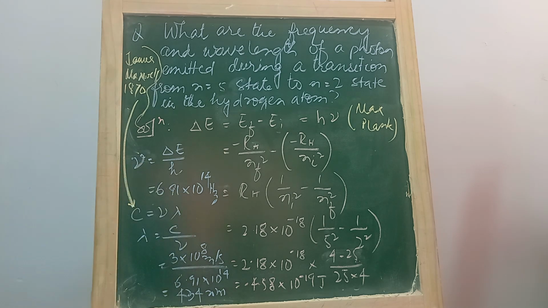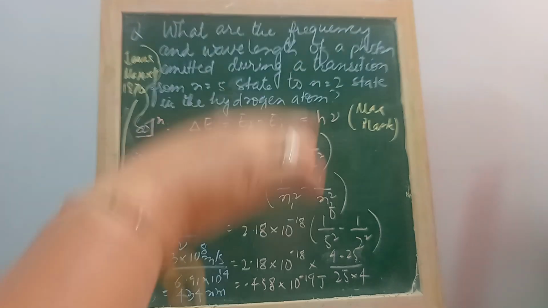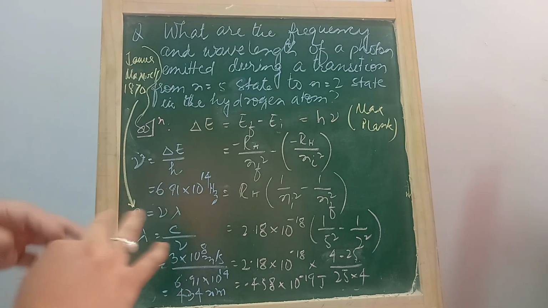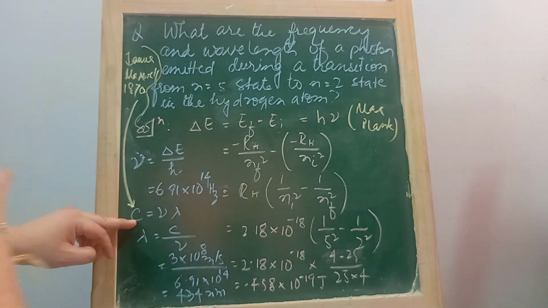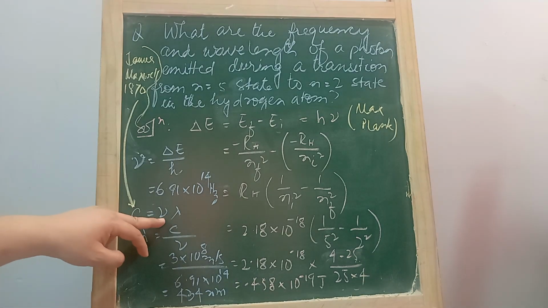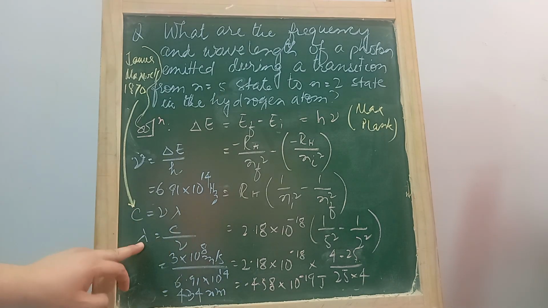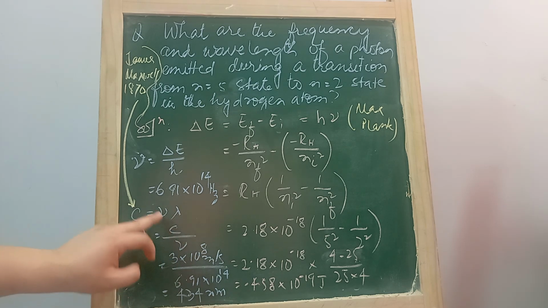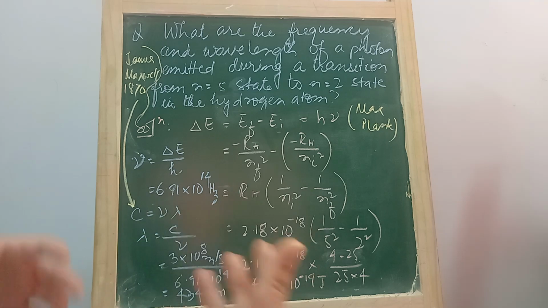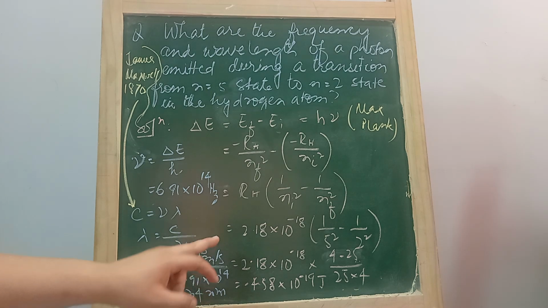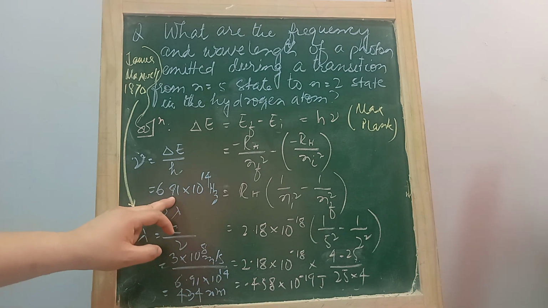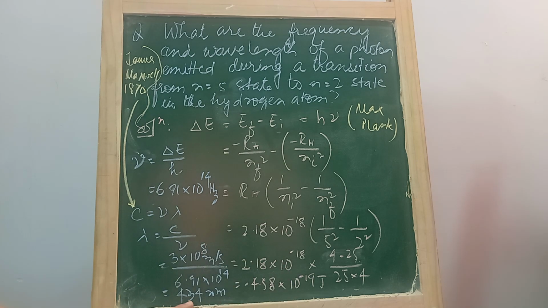Now we have calculated the frequency. What about the corresponding wavelength? According to James Maxwell's theory of electromagnetic radiation, the velocity of the electromagnetic wave, c, which is constant for all electromagnetic radiation, is equal to frequency multiplied by wavelength. So to calculate the wavelength, divide the velocity by the frequency. The velocity of an electromagnetic wave is the same as the velocity of light, because light is also an electromagnetic wave. It is 3 into 10 to the power 8 meters per second in vacuum, divided by the frequency we just calculated, 6.91 into 10 to the power 14, so it comes to 434 nanometers.